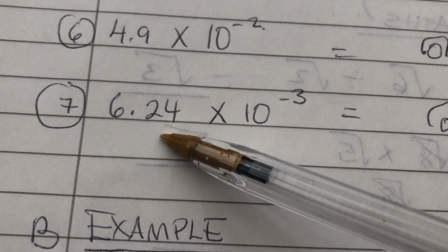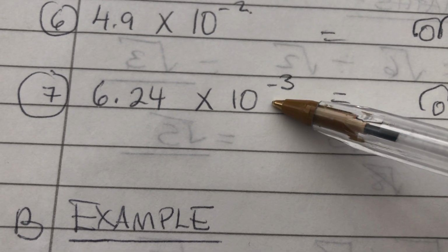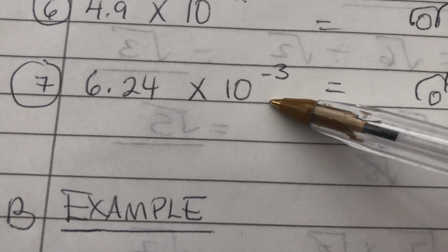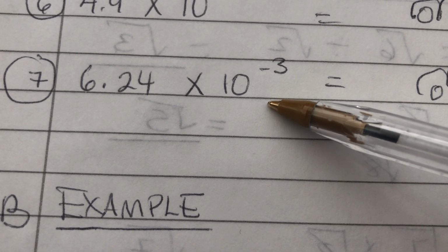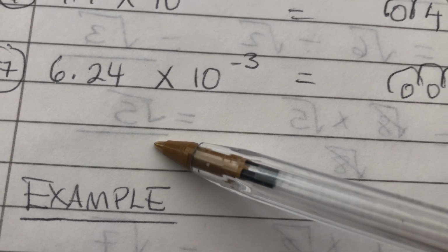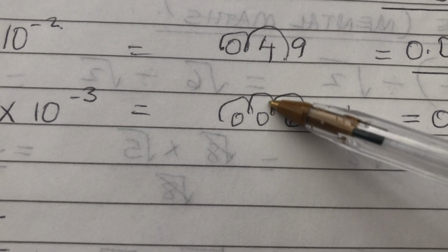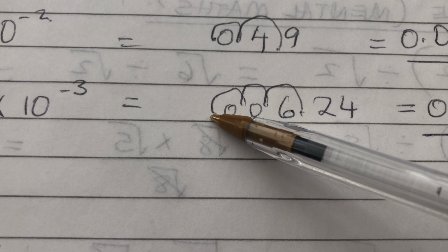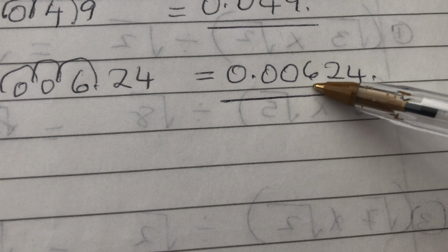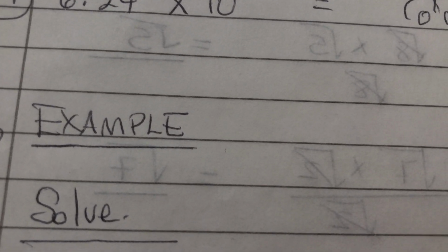Okay, under this section, 6.24 times 10 to the power minus 3. So minus 3 is 3 movements towards the left hand. So 6.24, 1, 2, 3. So you have 0.00624. Okay, so that finishes that section.